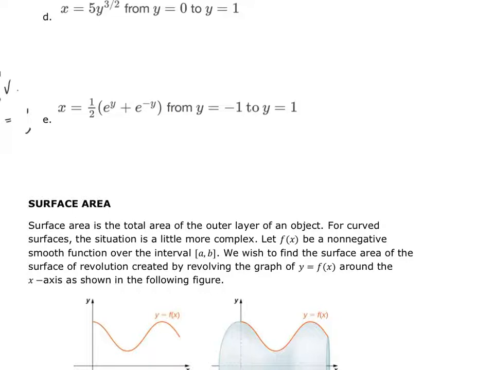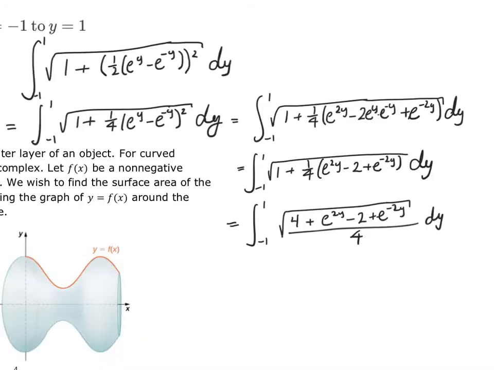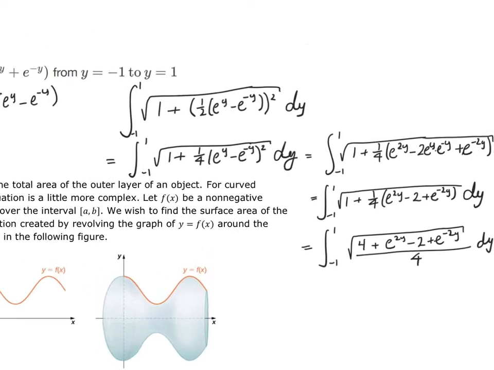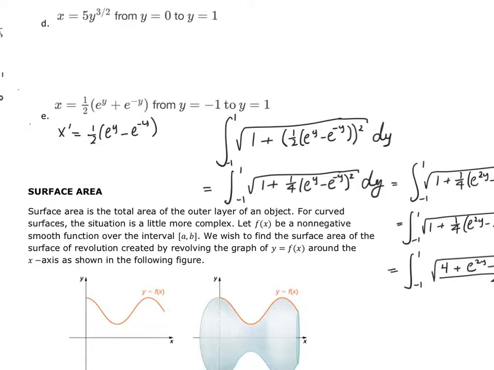So first thing you want to do is find the derivative, and this time we're differentiating with respect to y, which is not a big deal, but find the derivative first. All right, so let's take a look at where we are so far on this one. For e, we take the derivative of x, which is going to be 1/2. And then 1/2 is just a multiplier, so I can multiply it through if I want, or I'm going to leave it out front. So I'm going to take the derivative of e to the y, which is e to the y. The derivative of e to the negative y is negative e to the y.